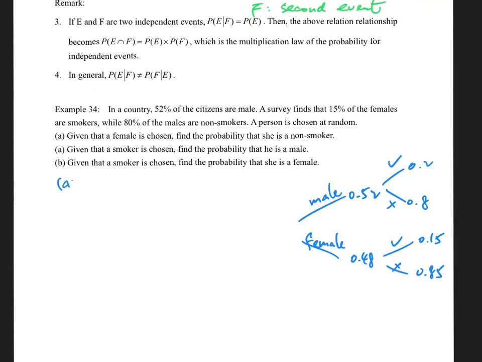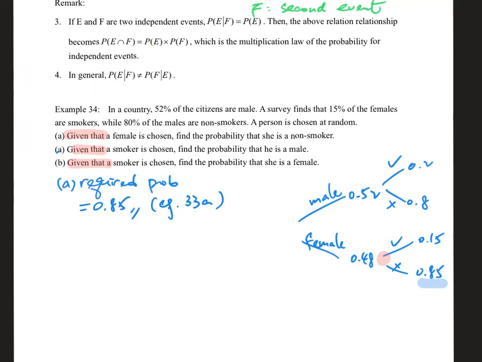So let's see how the question will be asked in conditional probability. The keywords of conditional probability are always starting or given by given that. That means something has occurred already. For example, in part A, given that a female is chosen, that means we start from this point. We need not consider 0.48 because a female is chosen. So if she is a non-smoker, you just read the answer, it's 0.85, that's all. But it's very different to example 33A, where you need to choose a female as well as a non-smoker.